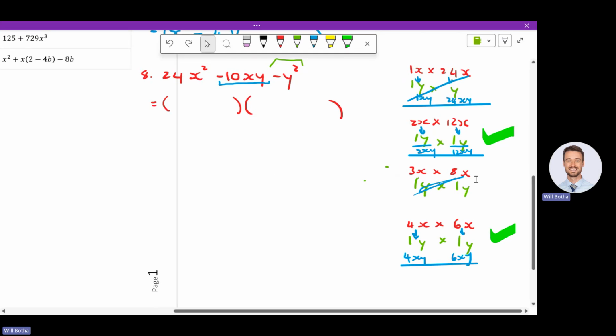Right, if you can, just try and refocus. We said that because the last term was negative, I know the signs will have to be different. If I use 4xy and 6xy, how do I get to a negative 10? It has to be negative 4xy minus 6xy.